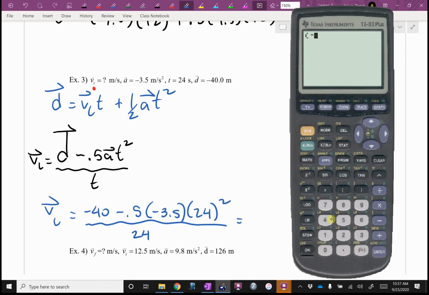Open up a bracket, -40, take away. Notice how the subtraction sign and the negative look different on your calculator, because they are. 0.5 times -3.5 times 24 squared divided by 24. If this was a word problem, it would have gone something like, how fast would I need to start out at if I want to end up 40 meters behind from where I started after 24 seconds of accelerating backwards at 3.5 meters per second squared? And apparently, I would have to start out going 40.33333 positive forwards. I'll go 40.3 sig figs.